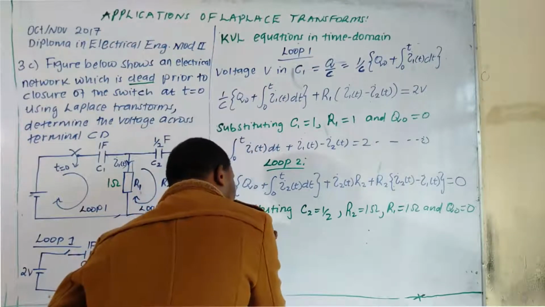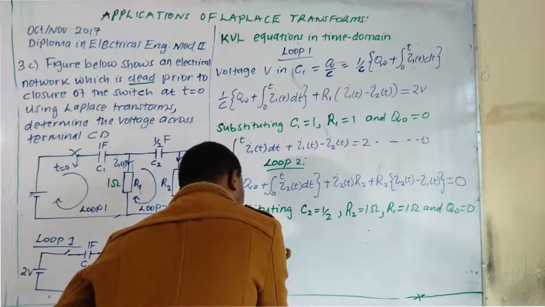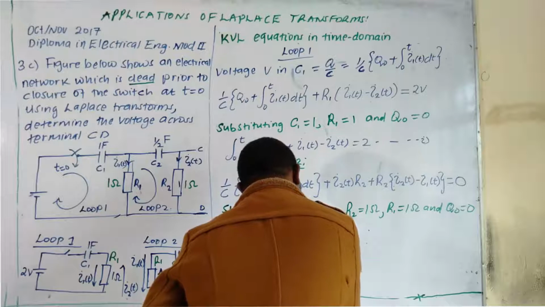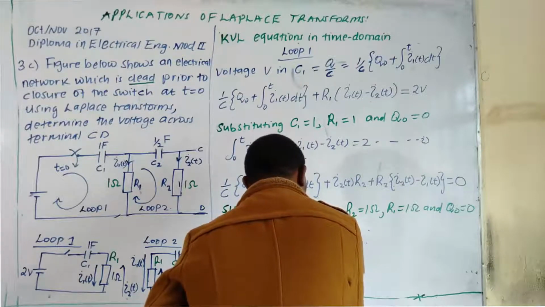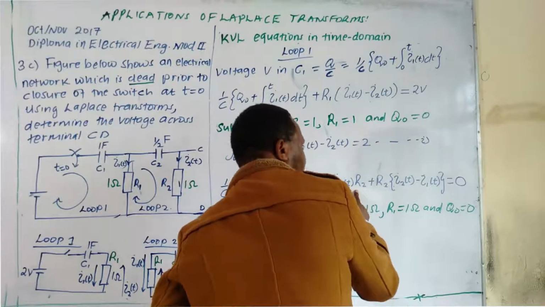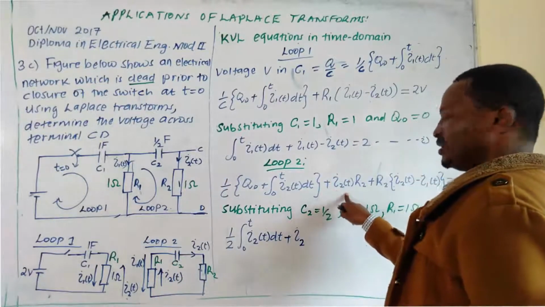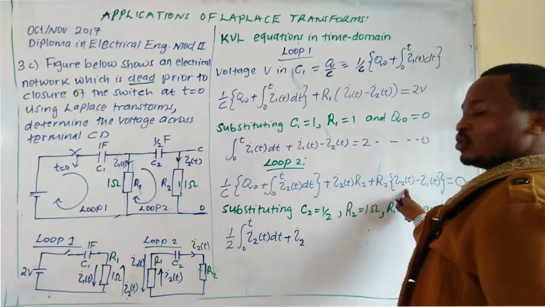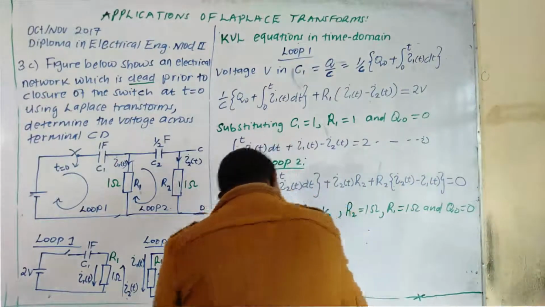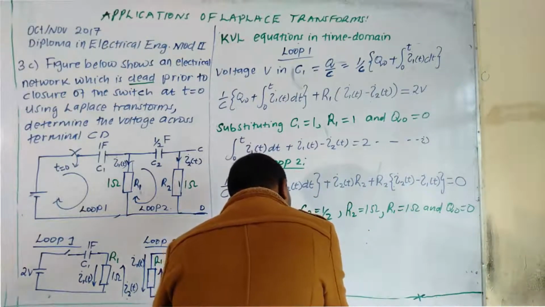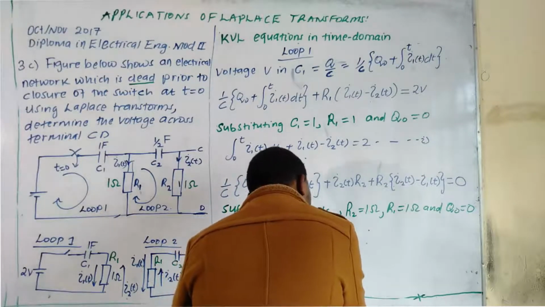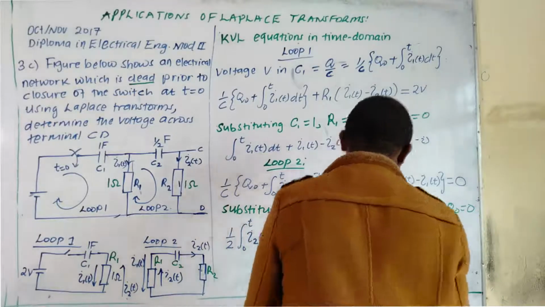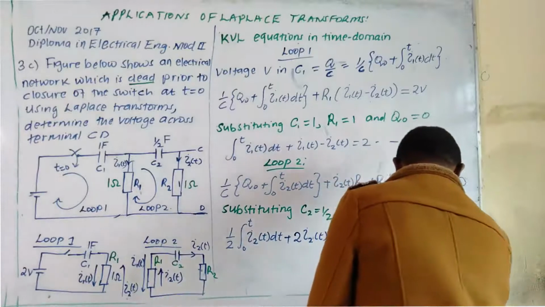We get integral from 0 to t of I2 of t with respect to t, plus 1 times I2 of t is I2 of t, and this 1 times I2 of t is I2 of t. So you have two I2s, 2 I2 of t minus I1 of t is equal to 0. Call this one equation 2.